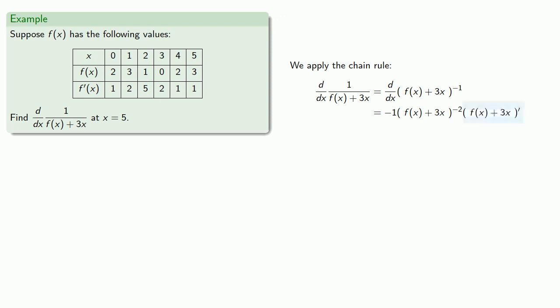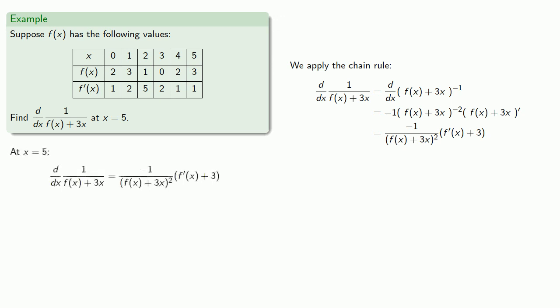We still have one more derivative to evaluate, so we'll differentiate. And we'll rewrite this slightly to make it easier to evaluate. And at x equals 5, we know these values. Which will give us the derivative.